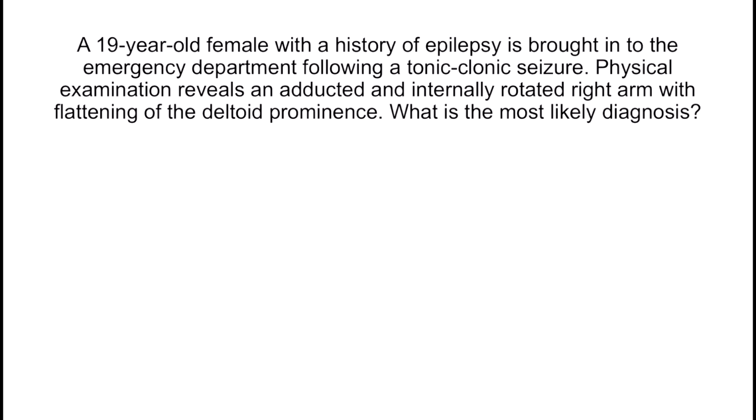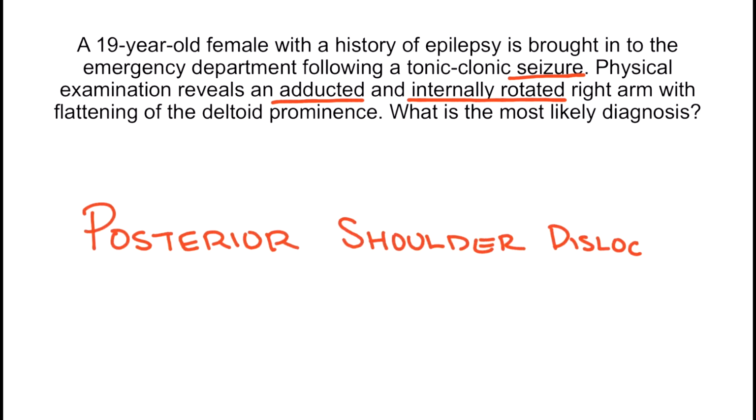What is the most likely diagnosis? All right, a recent seizure episode, along with physical examination findings of an adducted and internally rotated upper extremity, strongly suggest a posterior shoulder dislocation as the most likely diagnosis. As a reminder, posterior shoulder dislocations are rare and typically follow either a seizure or an electrocution episode.